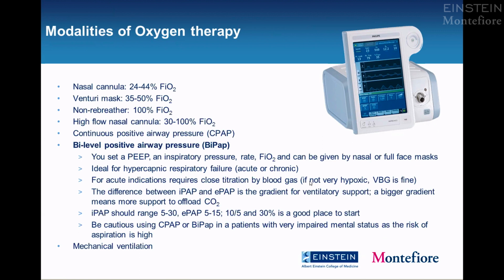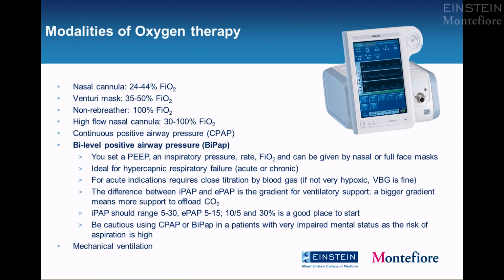If the patient is not very hypoxic, if their major issue is their hypercapnia, usually you don't actually need an arterial blood gas every single time. A VBG is close enough and will give you a trend in their CO2 and pH. So the difference between the IPAP and the EPAP is the gradient for ventilatory support. The bigger the difference between these two numbers, the more support you're giving to offload CO2.